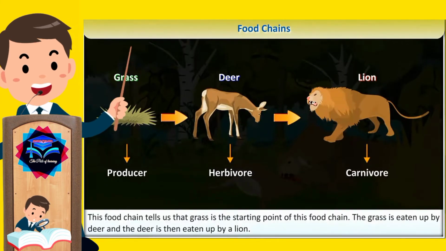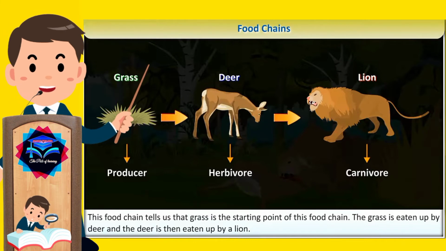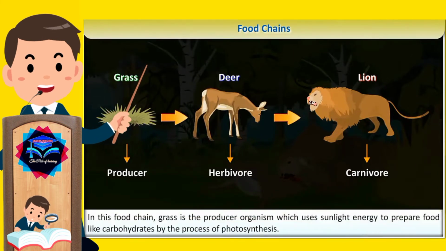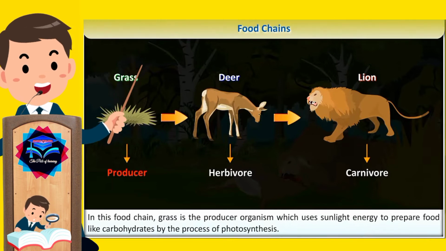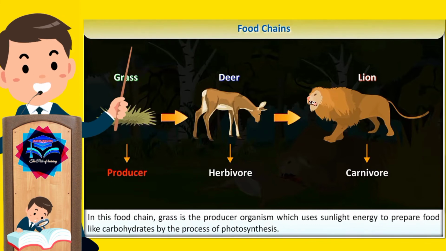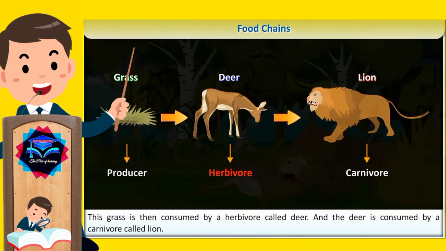This food chain tells us that grass is the starting point of this food chain. The grass is eaten up by deer and the deer is then eaten up by a lion. In this food chain, grass is the producer organism which uses sunlight energy to prepare food like carbohydrates by the process of photosynthesis. This grass is then consumed by a herbivore called deer, and the deer is consumed by a carnivore called lion.